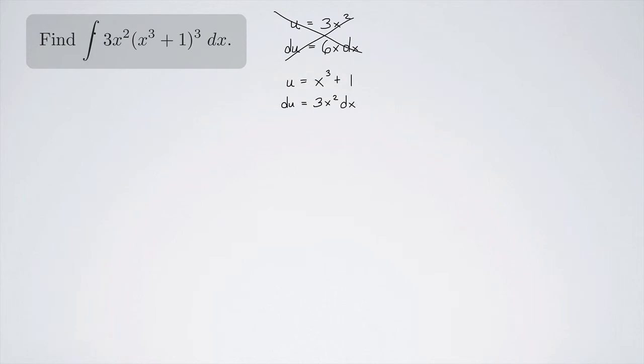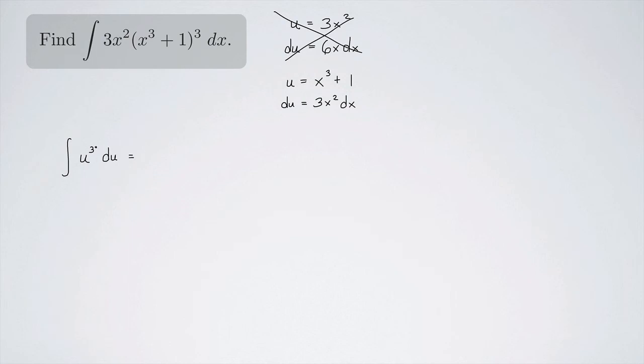So for this one, we're going to rewrite the integral, and it's going to be the integral of, now 3x squared dx, that's du, and u is this thing here, so I'll write the u first. This is going to be u cubed, because x cubed plus 1 is u, and that's cubed. Then I have 3x squared dx, that's du. And this is a very easy integral to solve now.